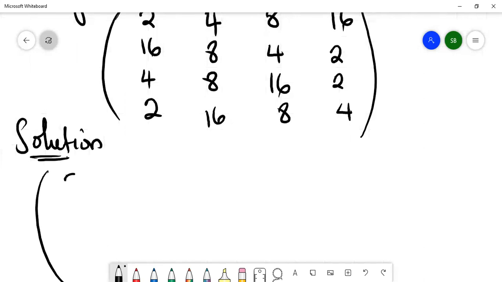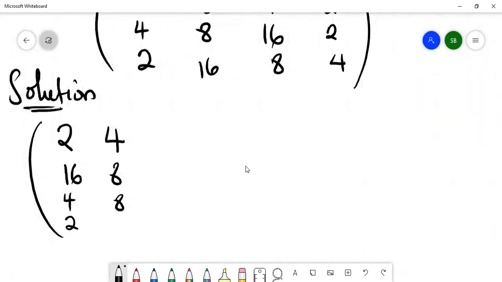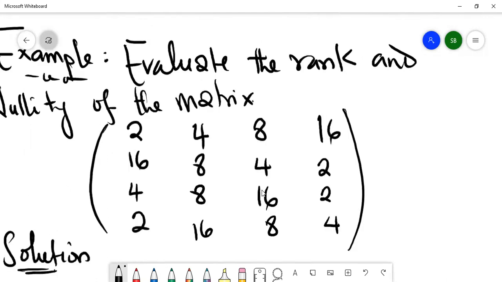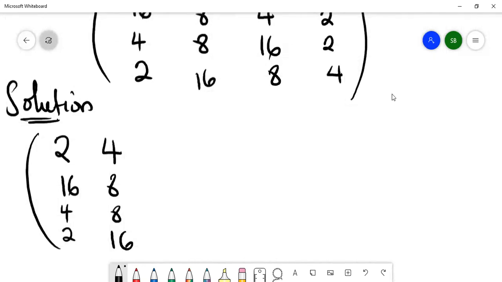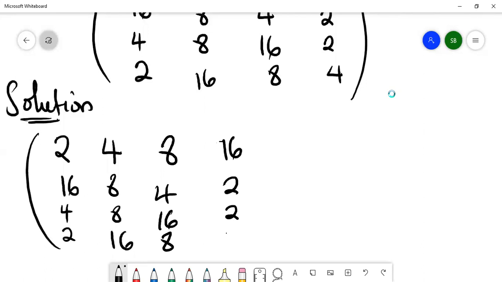Let's write it again. 2, 16, 4, 2. We have 4, 8, 8, 16. The next one is what? We have 8, yes, 8, 4, 16, 8. And then the next one is 16, 2, 2, 4.